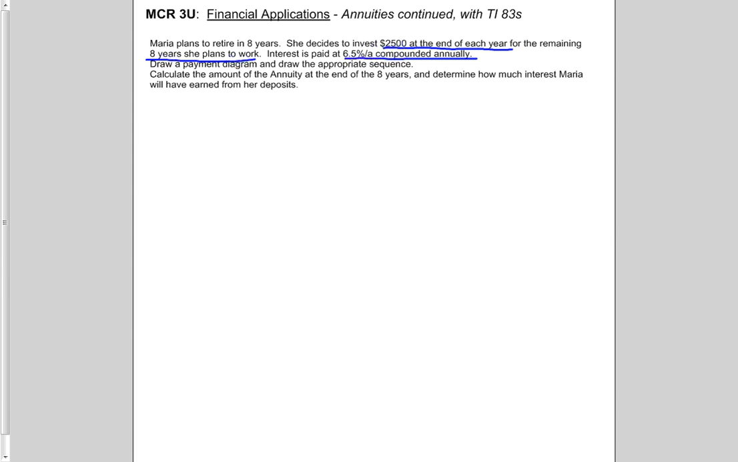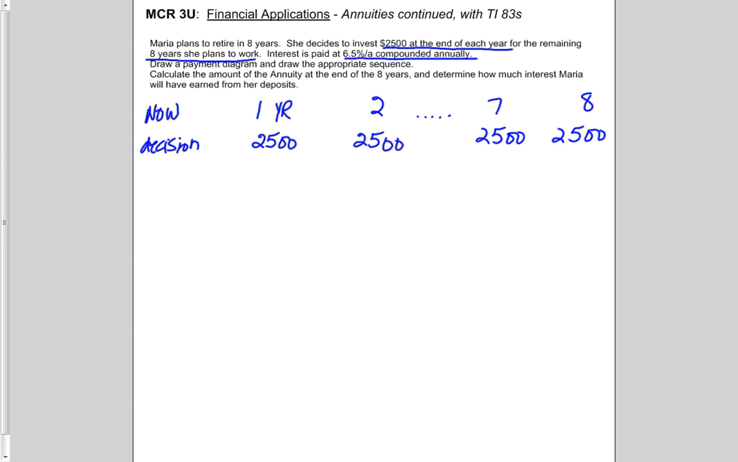So what is going to happen? Right now, Maria makes her decision. And she has a year to get the $2,500 together. So 1 year from now, she's going to put $2,500 in. 2 years, she's going to put another $2,500 in, all the way to year 7, $2,500 in, and year 8, $2,500 in. Now, some of these deposits have a long time to accumulate some interest.